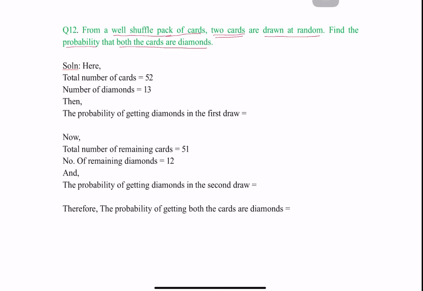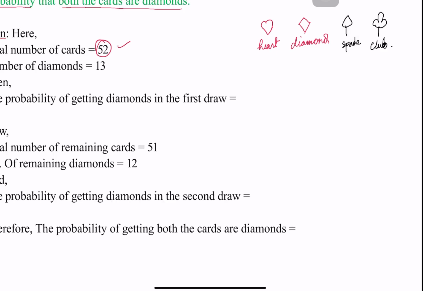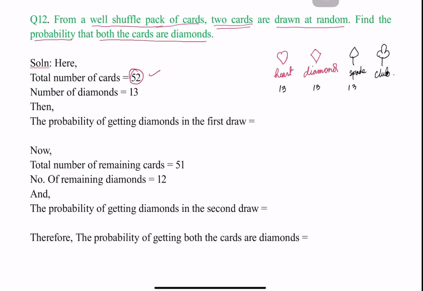That means first of all we have to understand what is a well shuffled pack of cards. So we know that the total number of cards in a well shuffled pack is 52. What are they? We know that this is heart, this is diamond, this is spade, this is club. Here there are 13, 13, 13, 13, so the total is equal to 52. Now the number of diamonds is 13.